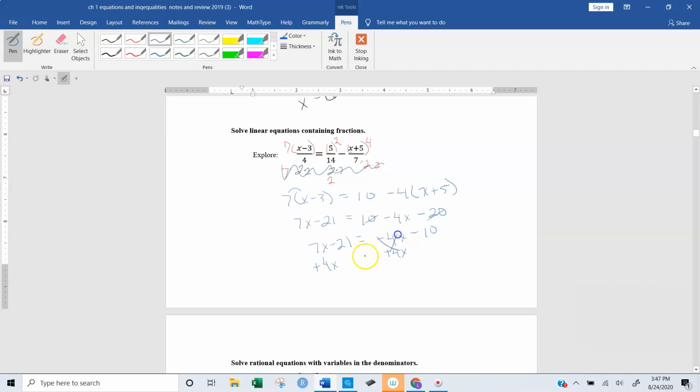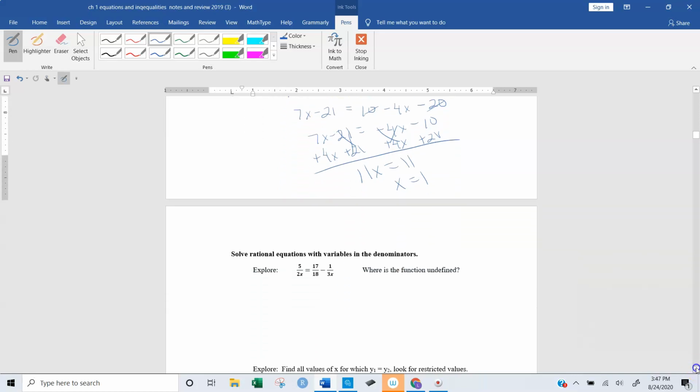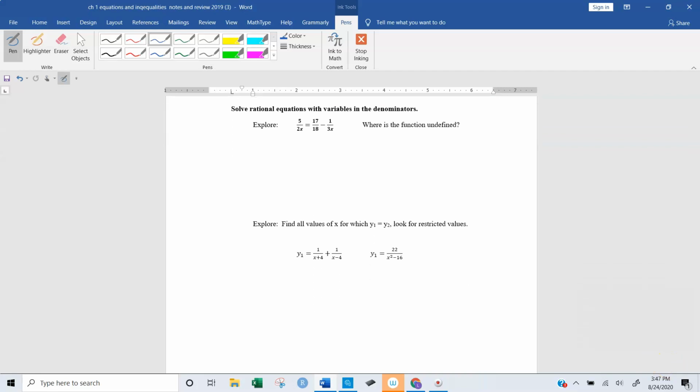So this guy cancels. I'm going to bring the 21 to the other side. Oops. So this guy cancels. So now I have 11x equals 11. So x equals 1. Did you do well? I know, tricky problems and they're first at the beginning. Not nice. Okay, try yours.